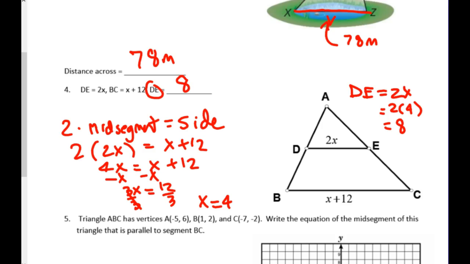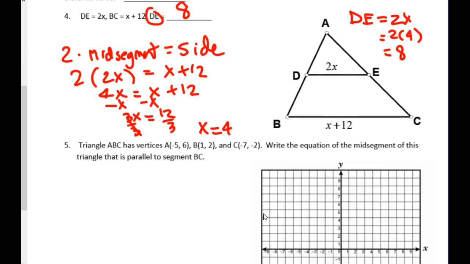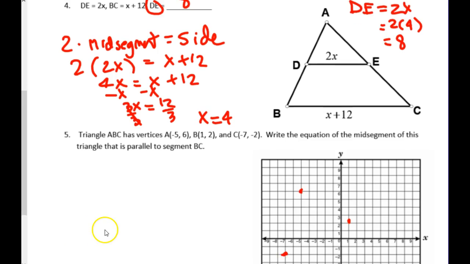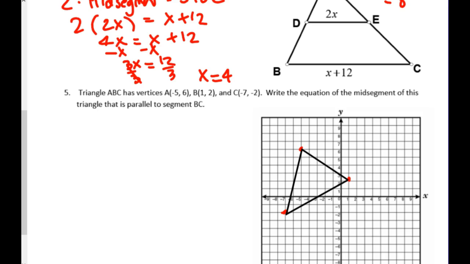All right. Last one here. I want you to plot these 3 points right now. Do it. All right. So I'm going to plot these 3 points. Plot, plot, plot. And I'm going to connect them. Connect, connect, connect. Label, label, label. And everyone's doing this with me?